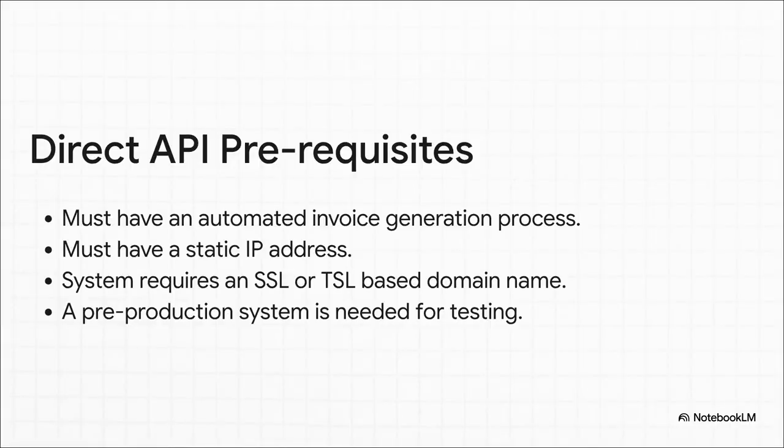First off, you need to have an automated system to begin with. You need a static IP address, one that doesn't change for security reasons. You need a secure domain name. And this one's critical. You have to have a separate pre-production system, a sandbox, basically a testing playground to prove that your whole setup works perfectly before you can connect to the real thing. This is a serious commitment for your IT team.